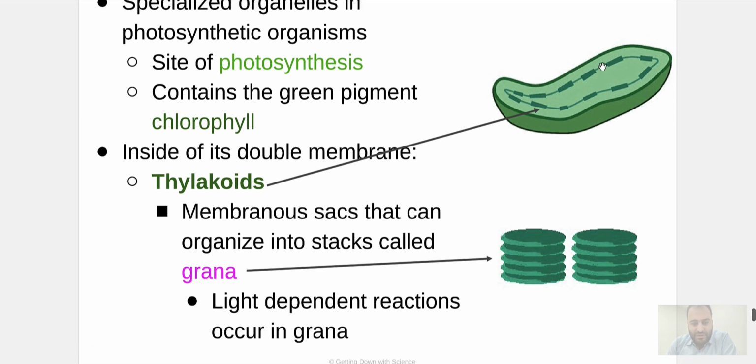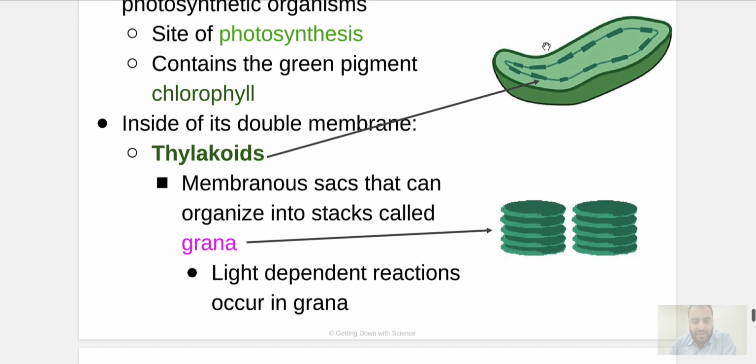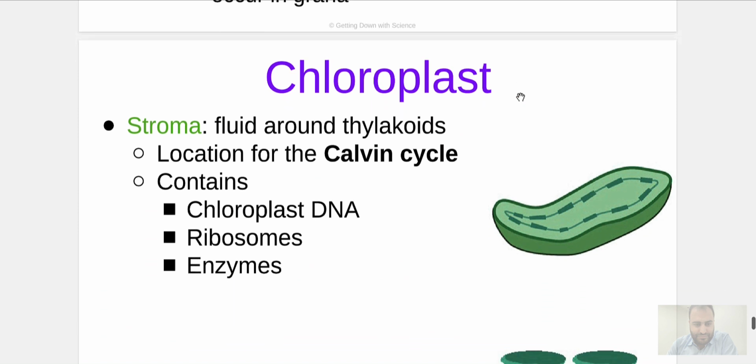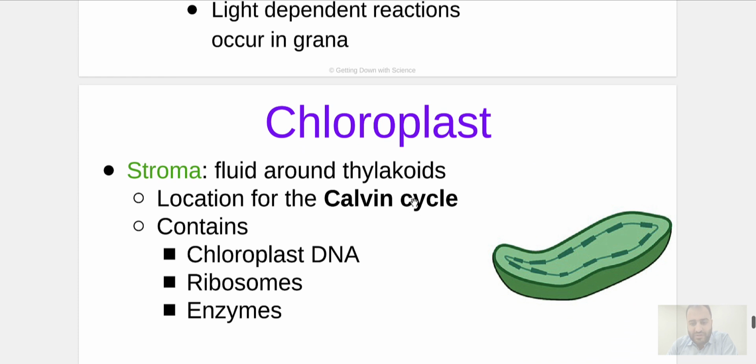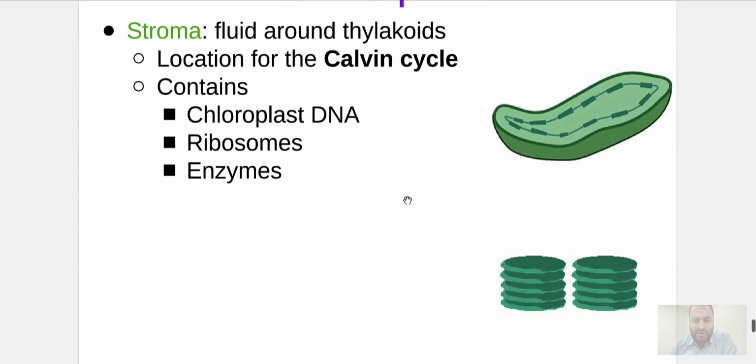The same thing: chloroplasts have their own DNA, their own ribosomes, and a double membrane. And it's the site of the Calvin cycle, which is a part of photosynthesis that we are going to discuss later.